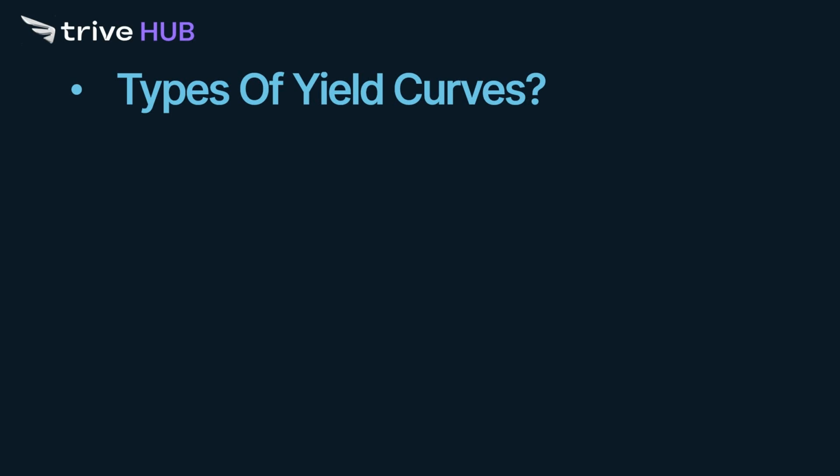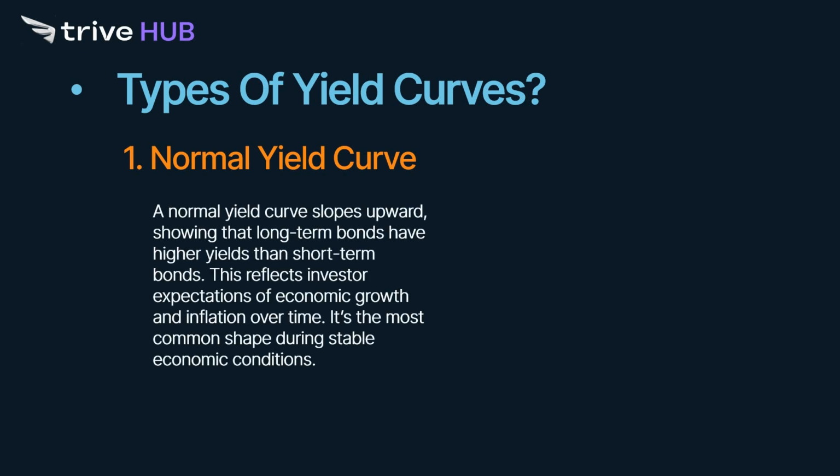Now that we have understood what yield curves are, let's see some types of yield curves. The first one is the normal yield curve. A normal yield curve slopes upward, showing that long-term bonds have a higher yield than short-term bonds. This reflects investors' expectations of economic growth and inflation over time. It's the most common shape during stable economic market conditions.